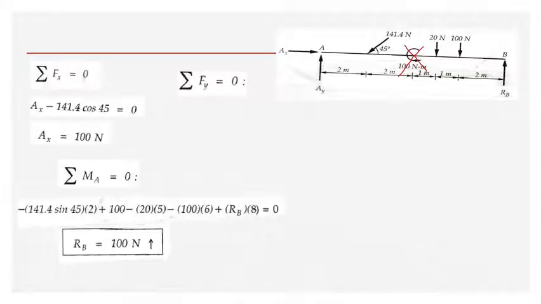So 141.4 sin 45, AY of course, and the 20 Newton force and the 100 Newton force. Of course, the next is RB. So consider all the vertical forces according to the sign conventions. Substitute RB as 100. Only unknown is AY. So we get AY as 120 Newton.